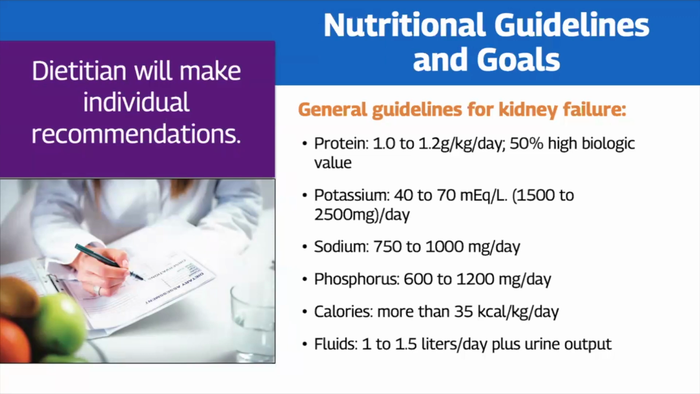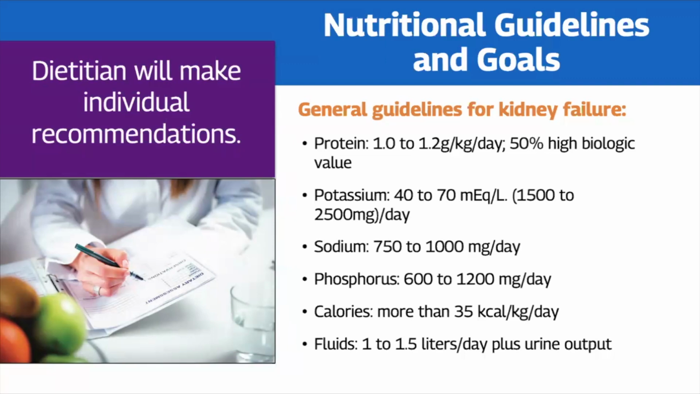So if you actually look at how much protein that is for our 70-kilogram patient, it would be 10 to 12 ounces of high biological protein per day. That's a lot. Sodium and potassium are also restricted. Potassium, when it is over 5.5, can be dangerous to the patient. It causes alterations in the heart, in the EKG, the rhythm of the heart.